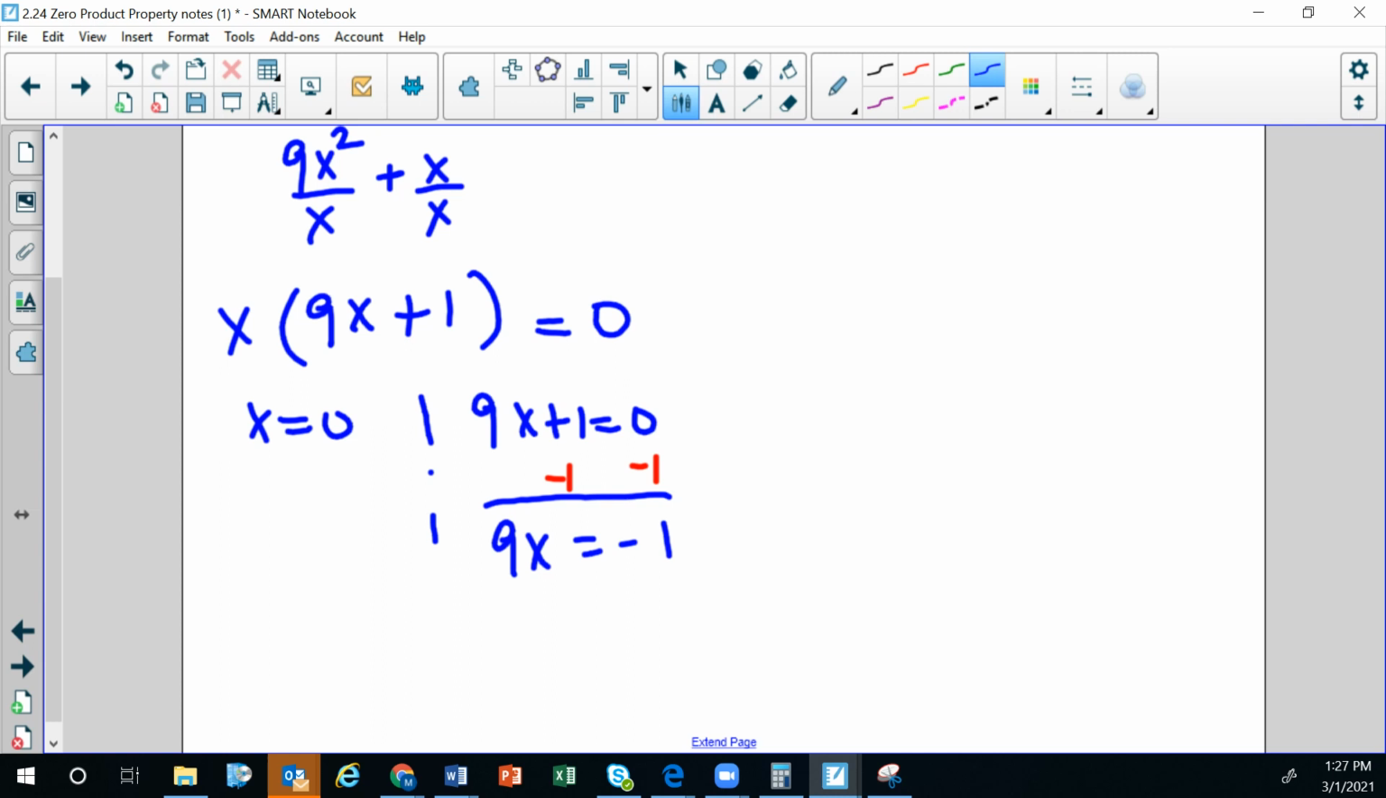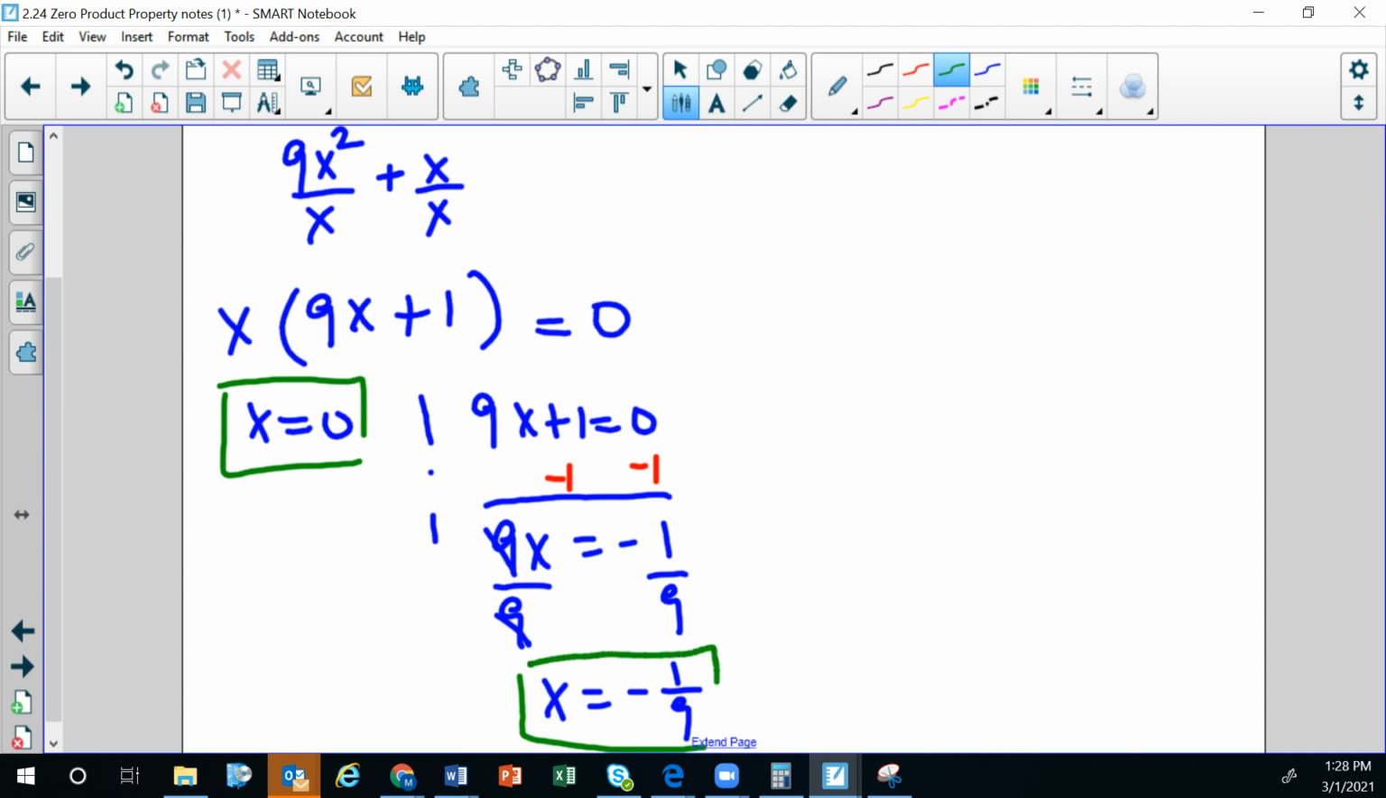But I want x by itself. And how do I do that? Well, I'm going to divide this side by 9 and this side by 9. The 9 cancels out, so I'm left with x is equal to -1/9. So my solutions are x equals 0 and x equals -1/9.